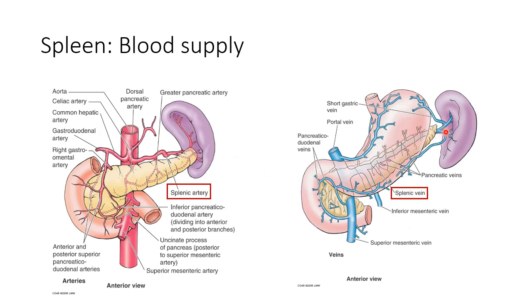The spleen is drained by a big vein, and we call it the splenic vein. So this is the splenic vein, related posteriorly to the pancreas, and the splenic vein eventually will join the superior mesenteric vein, and both will form the portal vein.